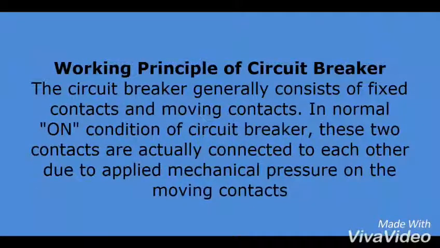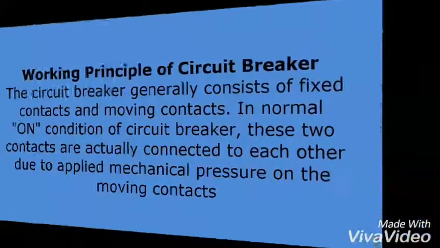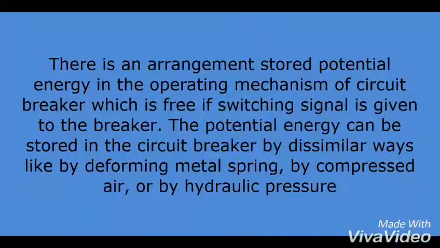Working principle of circuit breaker. The circuit breaker generally consists of fixed contacts and moving contacts. In normal on condition of circuit breaker, these two contacts are connected to each other due to applied mechanical pressure on the moving contacts. There is an arrangement of stored potential energy in the operating mechanism of circuit breaker, which is freed if a switching signal is given to the breaker.